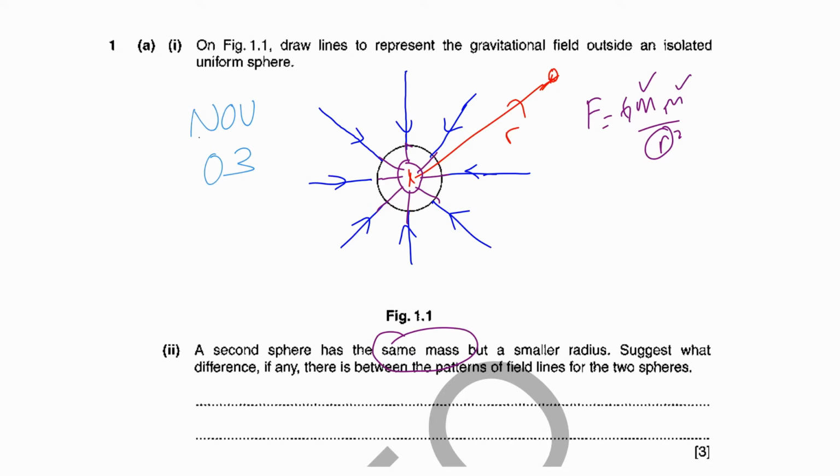Now, when they said draw lines to represent the gravitational field, forget about what I did just now, so many lines. The answer is only the blue color line up to the surface. That means to be neat, draw one line here, horizontal, another line horizontal, to the surface enough. Don't draw inside.